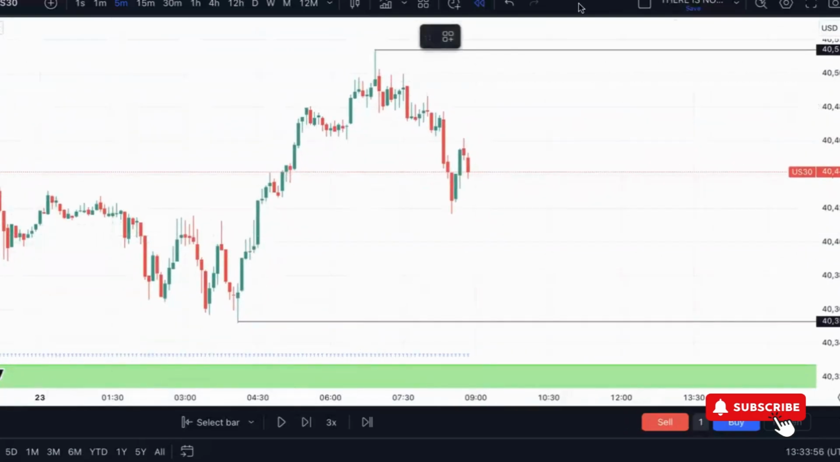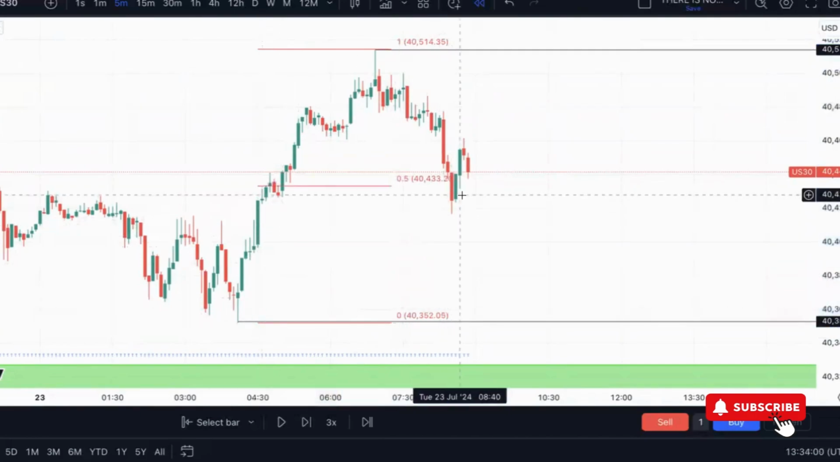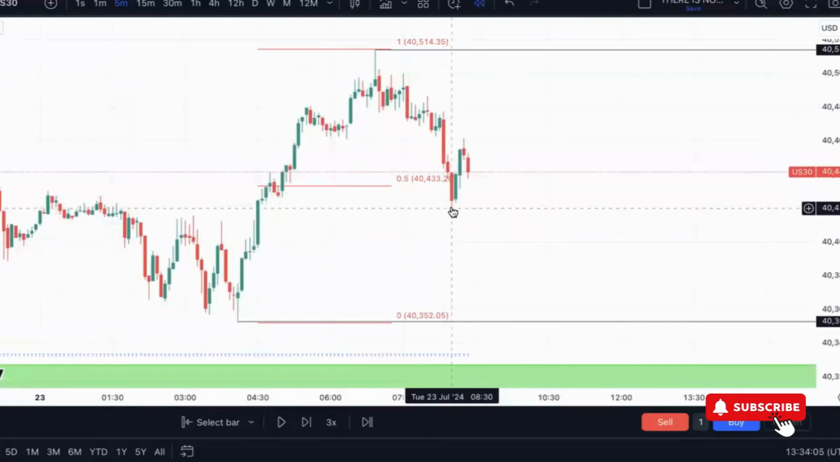Let's pull out the fib yet again. Here we have the premium and discount. Now, because price is in discount, I was looking for price at this time. This is where I got in. This is where I started to look at the charts.